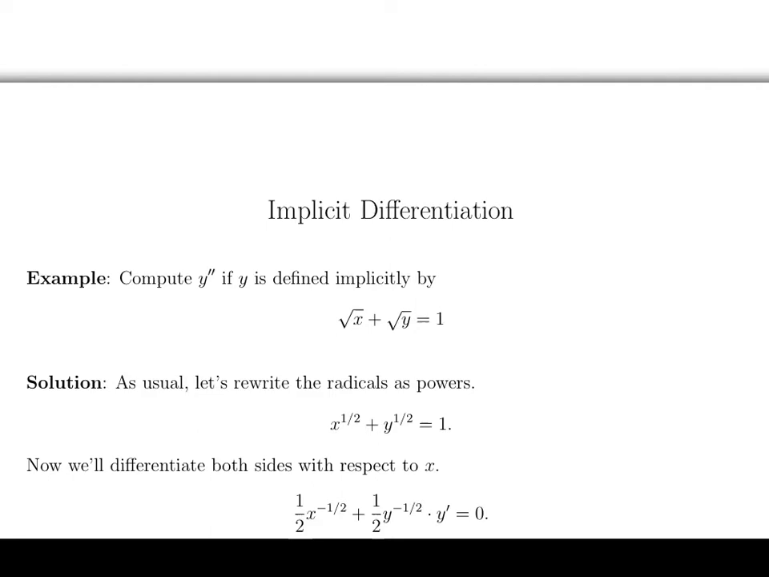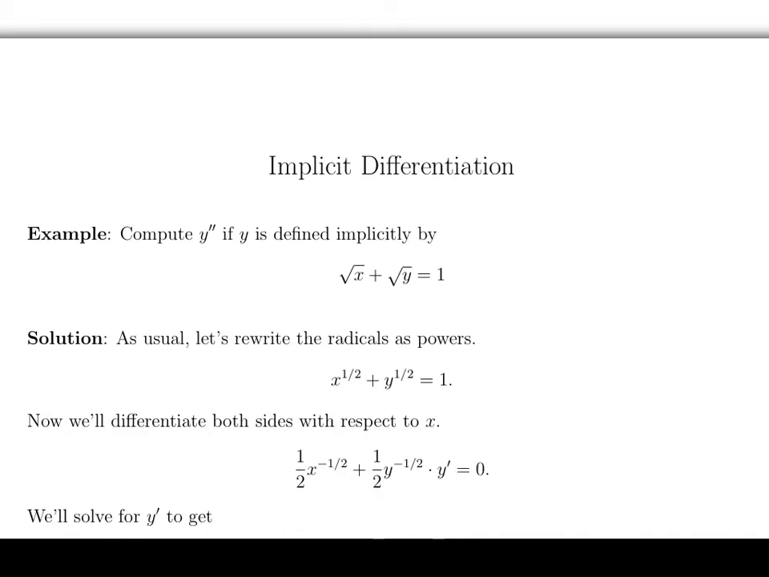So if we differentiate x to the 1/2, we'll get 1/2 x to the minus 1/2. Now, same thing with the y, except there's one little twist, which is we have to multiply by the y prime, because we're differentiating with respect to x. We're thinking of x as the independent variable. Okay, we're going to solve for y prime in this equation.